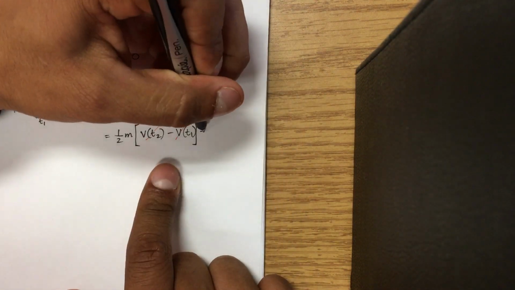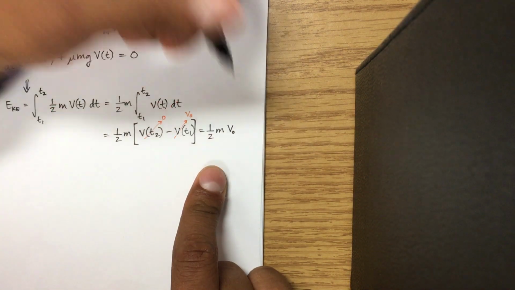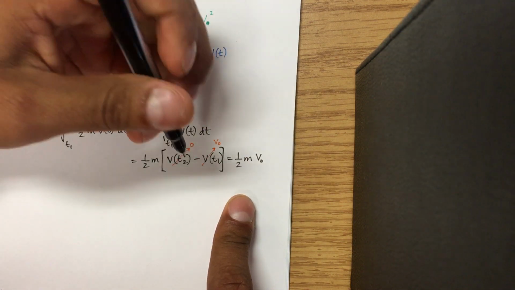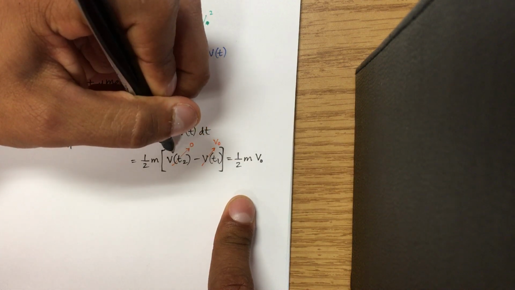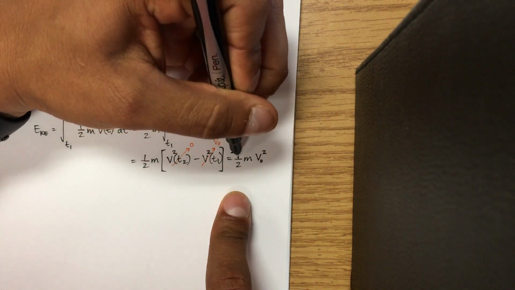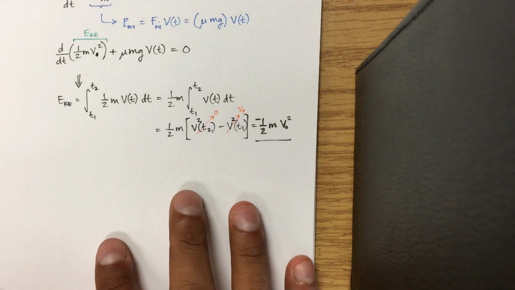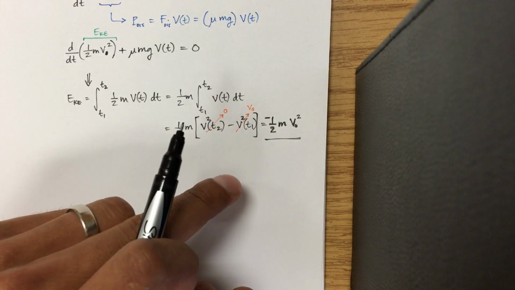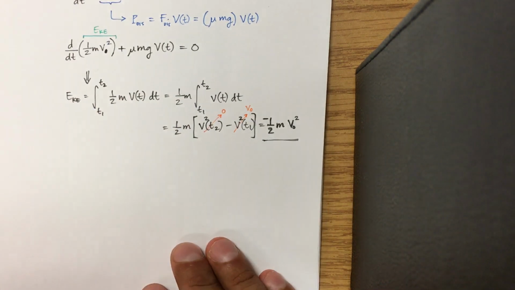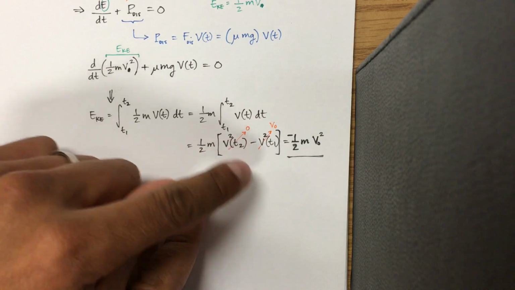So we're left with 1/2 m V naught. What am I missing? The square. So this should be V of T2 squared minus V of T1 squared. So we have V naught squared, and the minus. So we have a negative 1/2 m V naught squared. Okay. So what we've done is successfully integrated the left-hand side. Now if I want to be consistent, if I move this over to the left-hand side, I also need to perform an integration, as I've done here.